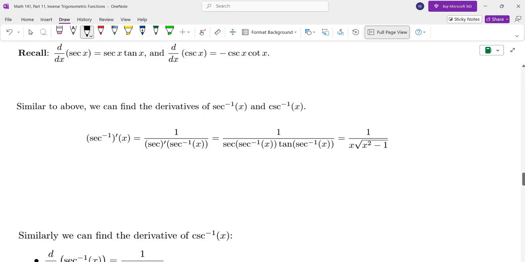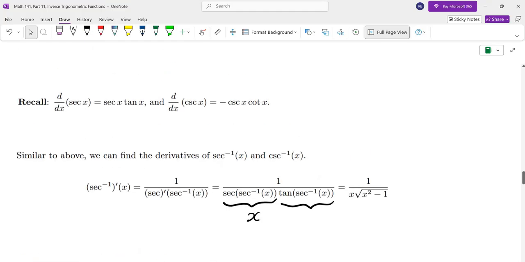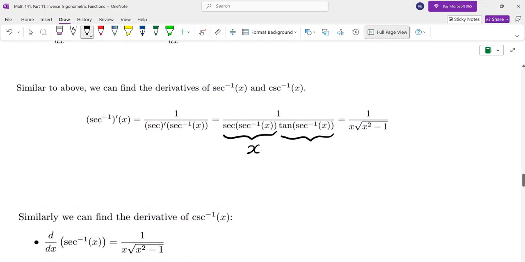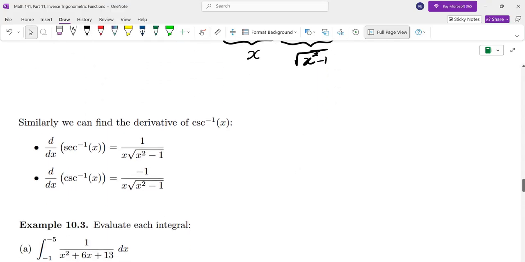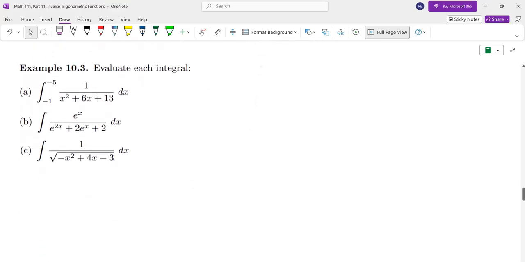So to evaluate the derivative of secant inverse, we use 1 over derivative of secant at secant inverse of x. So that would give us secant of secant inverse of x. Secant of secant inverse of x is x. And then tangent of secant inverse of x, which we just evaluated to be root x squared minus 1. So that gives us the derivative of secant inverse is 1 over x root x squared minus 1. We can similarly get the derivative of cosecant inverse, and that would be just the negative of the same thing for secant inverse.